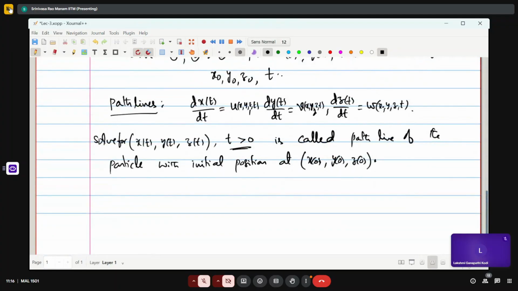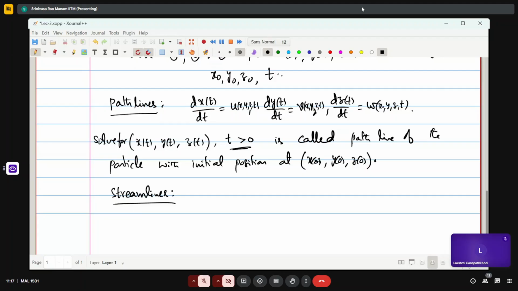So what is a streamline? For a path line, you are observing over time. You look at the particle and you just follow it. Over time, you look at its path for t greater than 0. You start with the position x0, y0, z0, and look at t greater than 0. Exactly that particular path of the particle is your path line.